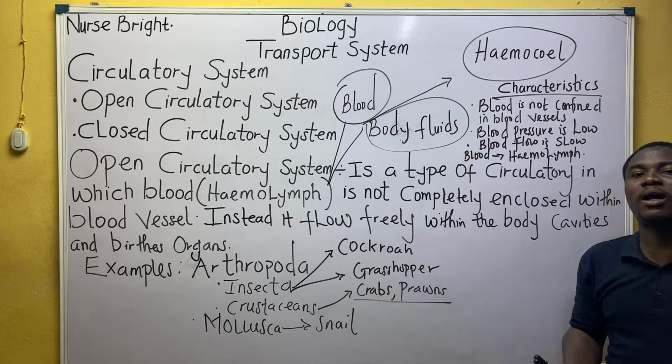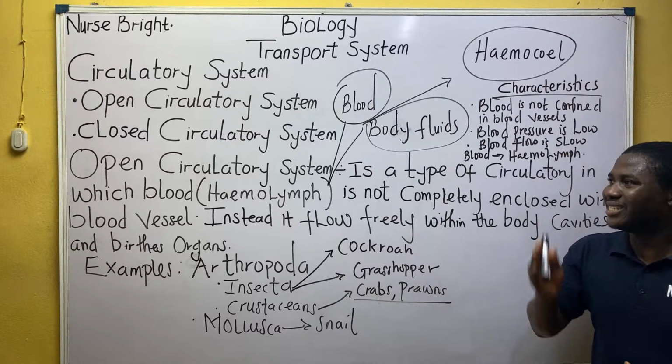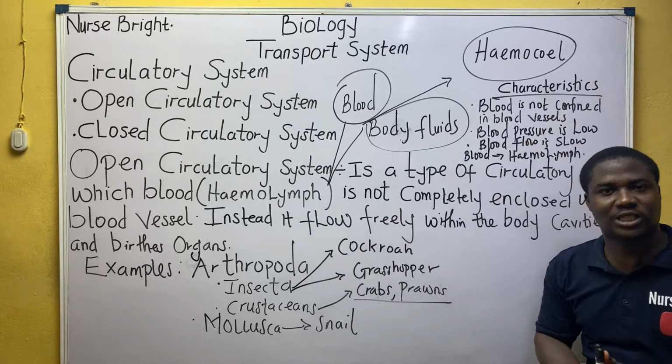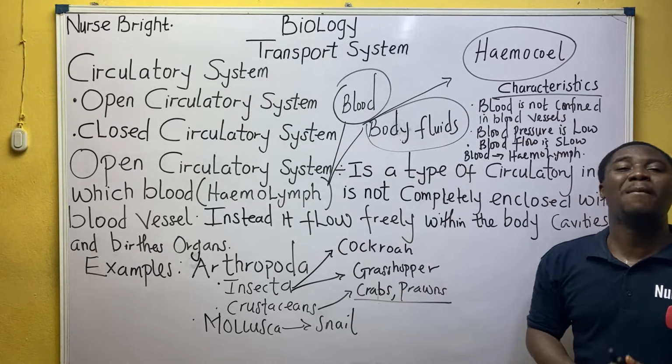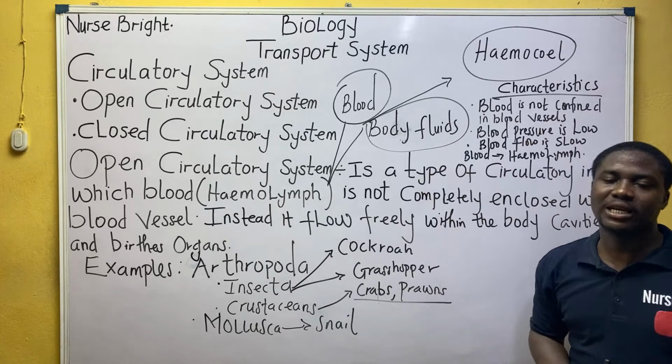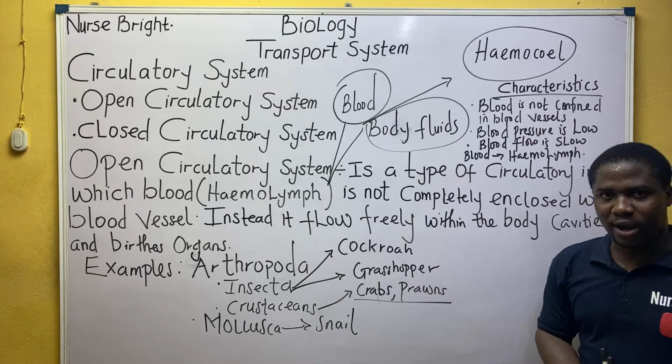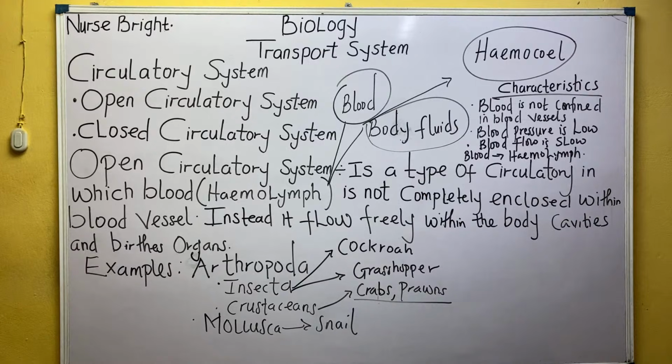So with this, we talked about the open circulatory system. Let's get into the closed circulatory system. This is seen majorly in we humans. So let's get into that right away.